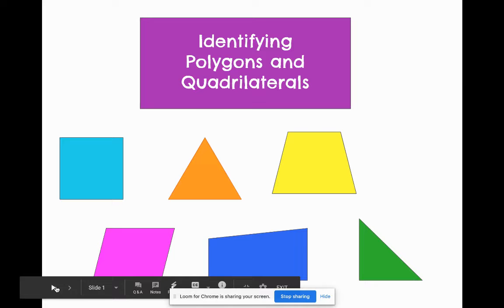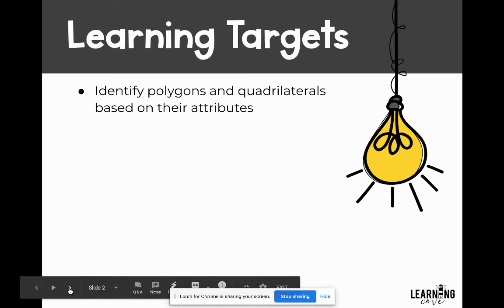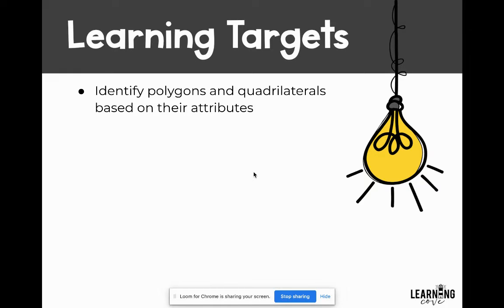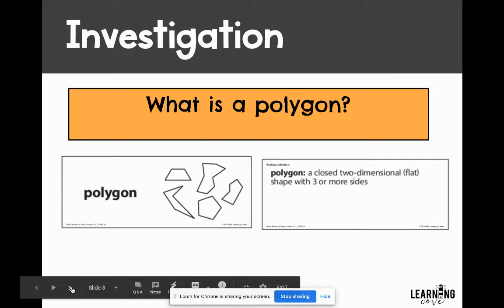We are going to be identifying polygons and quadrilaterals. So we'll take a look at these two shapes a little bit more closely today. First off, your learning target is that you'll be able to identify polygons and quadrilaterals based on their attributes. So what is a polygon?